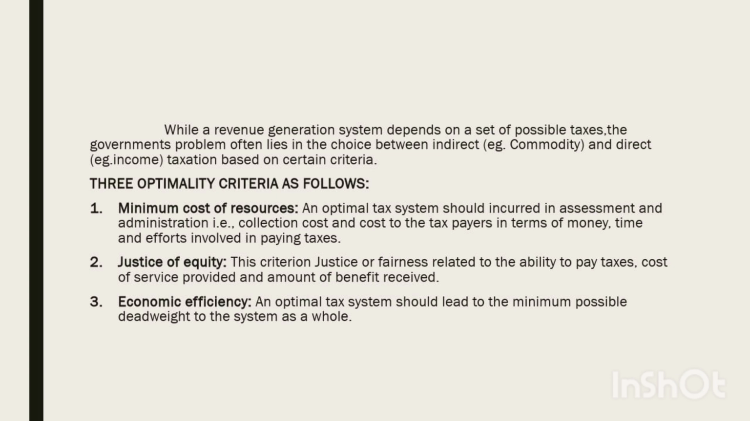And second one, justice or equity. This criterion, justice or fairness, is related to the ability to pay taxes, cost of services provided and amount of benefits received. And the third one is economic efficiency. An optimal tax system should lead to the minimum possible deadweight loss to the system as a whole.